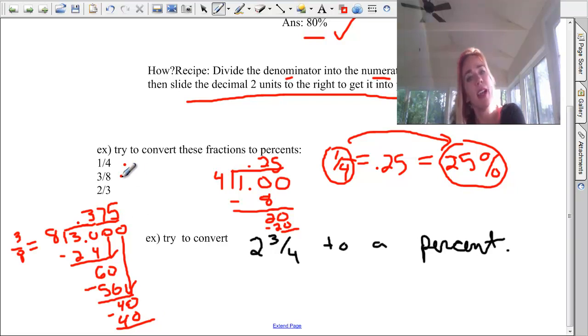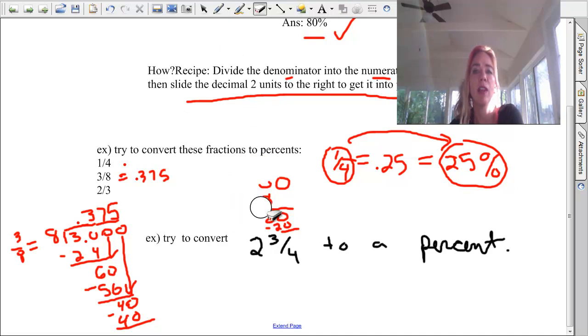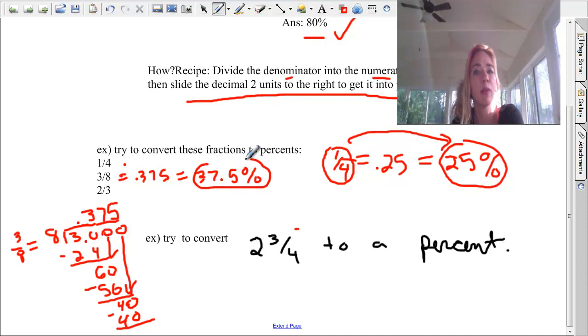So what I'm getting at is 3 out of 8 means 0.375. And then we know that we can just slide the decimal 2 to the right, and that will lead us to 37.5%, which makes sense because 37.5% is a minority, right? It's less than 50%, and 3 out of 8 is also less than 50%. So it has to make sense.